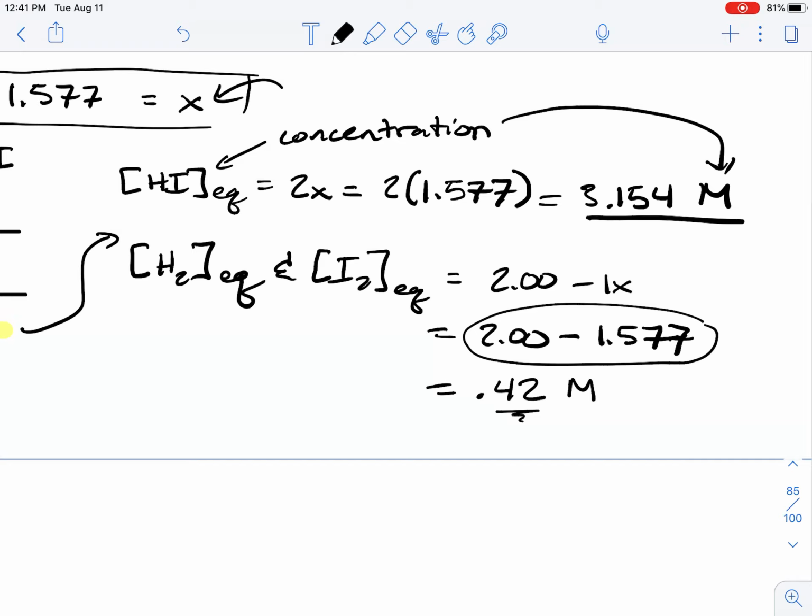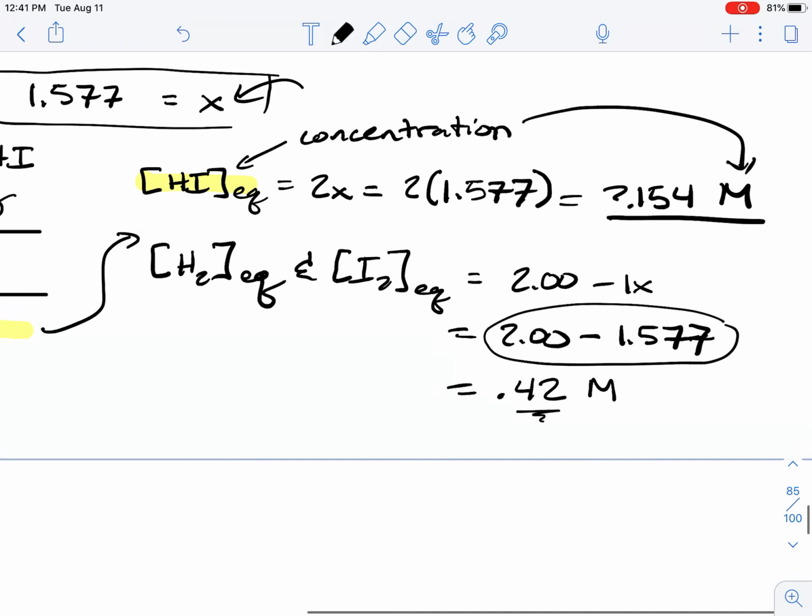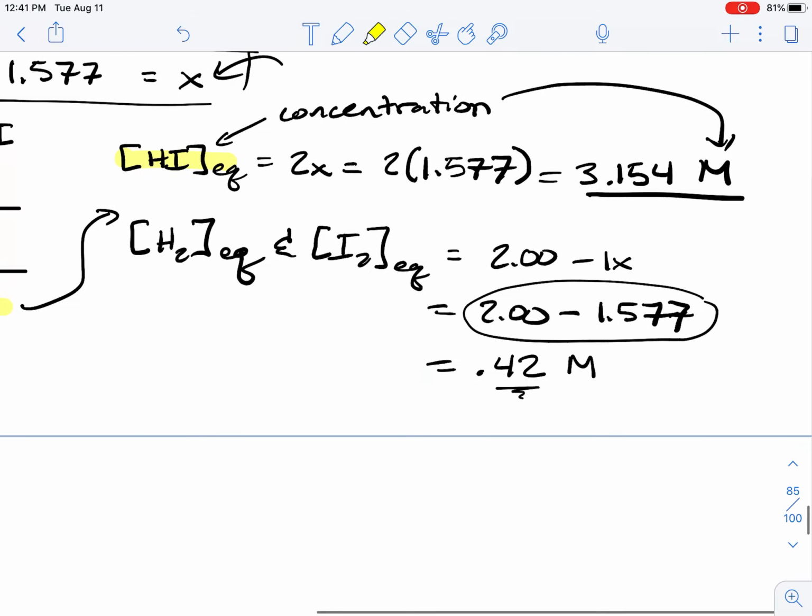Okay. And so the equilibrium concentration of I2, or I'm sorry, not I2, HI, let me rewrite this. So the equilibrium concentration of HI is 3.154. The equilibrium concentration for H2 and I2 is going to be 0.42 molar.